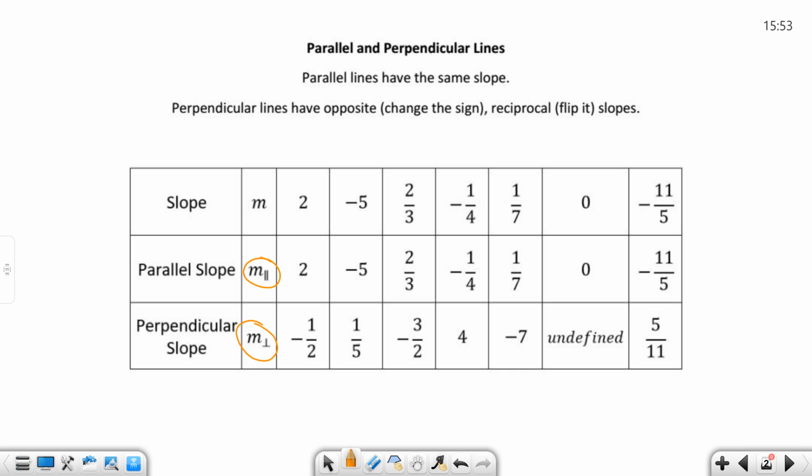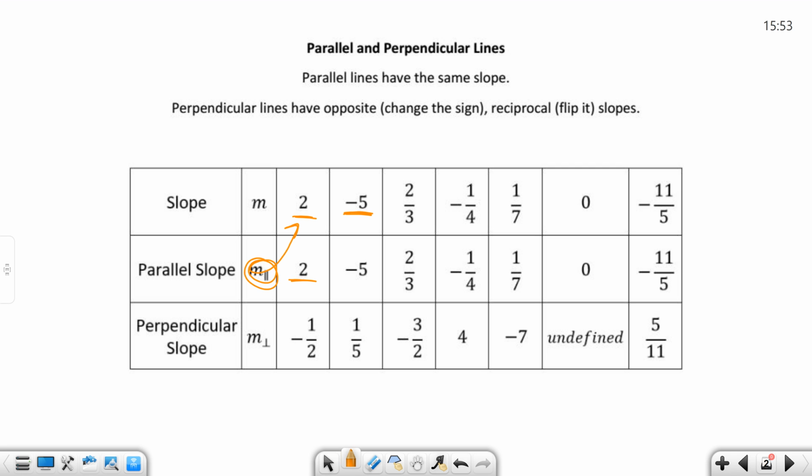I'm going to use this when I want the perpendicular slope, all right? That's more of a guesstimate than an accepted math tradition around the country or world. So if I say the slope is 2, what is the parallel slope to 2? 2. It doesn't change. Okay?